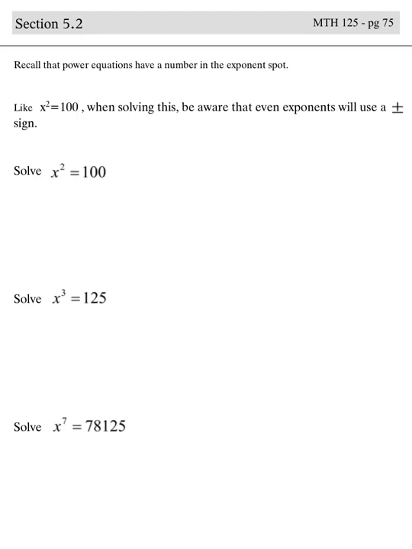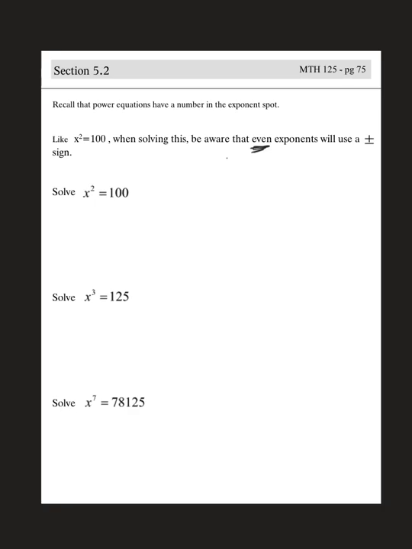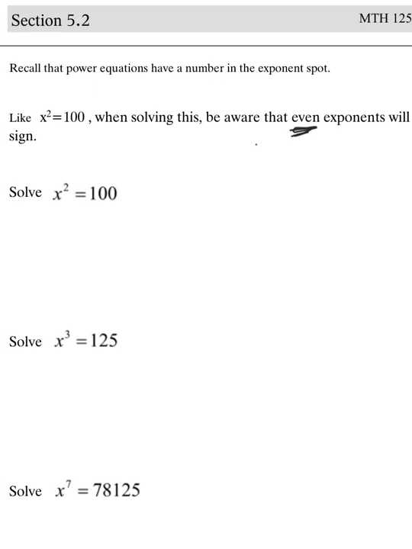Recall that the power equations have a number in the exponent spot, like x squared equals 100. When I'm solving this, be aware also that if you have an even exponent, you would have to use what we call the plus-minus sign. The plus-minus sign looks like this. It's a plus and a minus sign, and I will explain why.